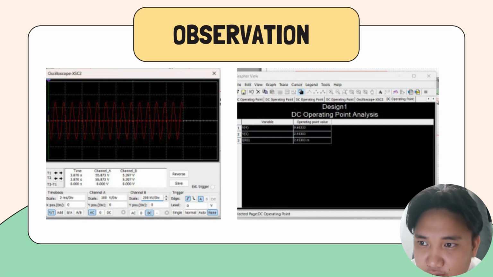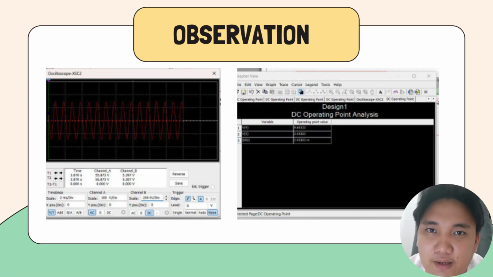Using these values, the drain-to-source voltage VDS is sufficient to keep the JFET operating in the saturation region. This confirms that the amplifier is properly biased and suitable for linear amplification. This closely matches the theoretical Q point calculated earlier, with only small differences due to simulation model limitations.